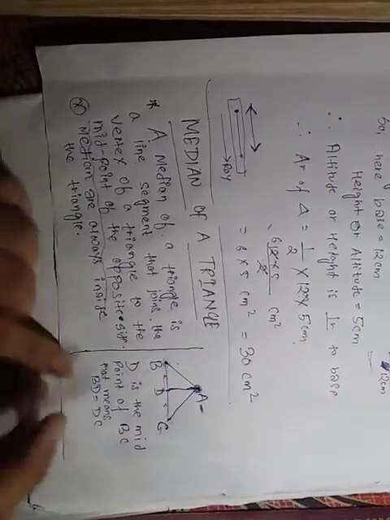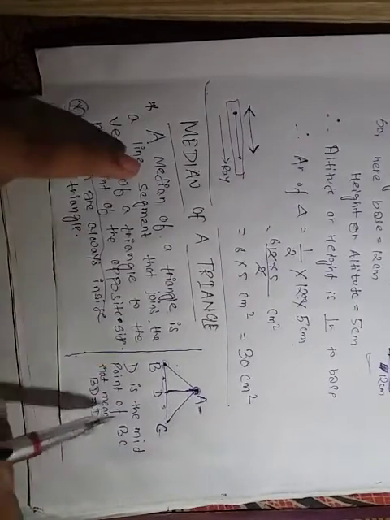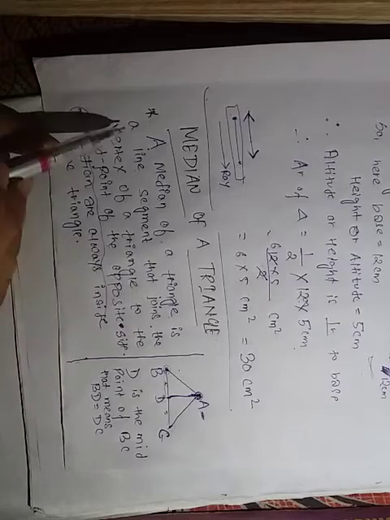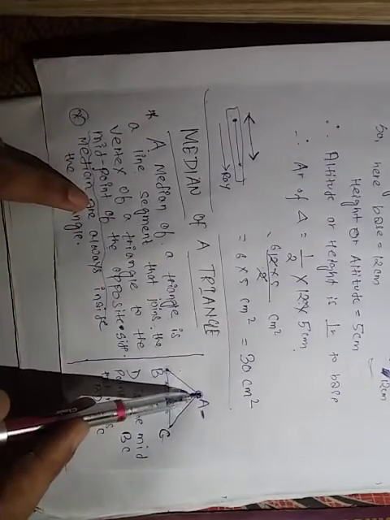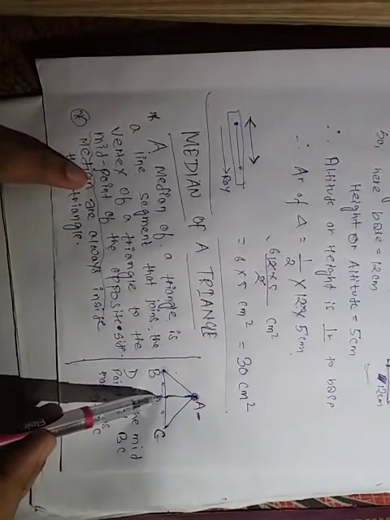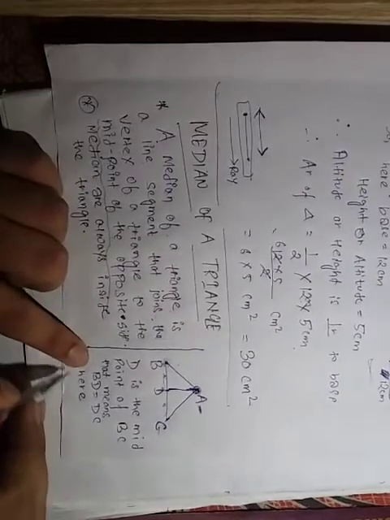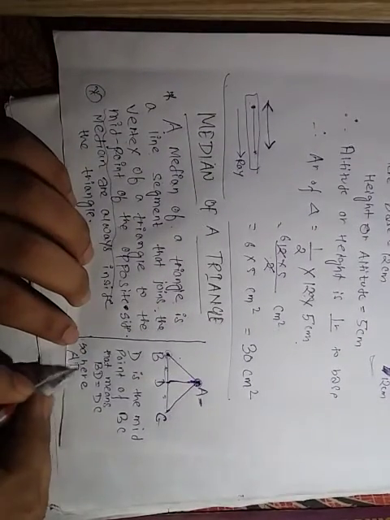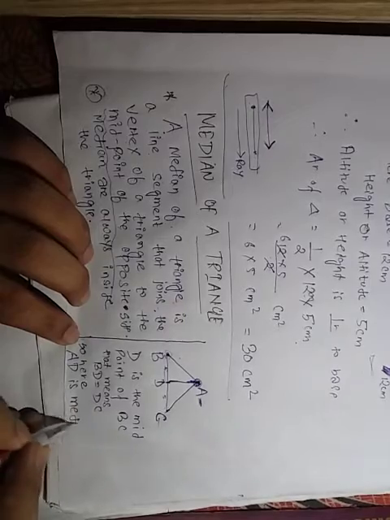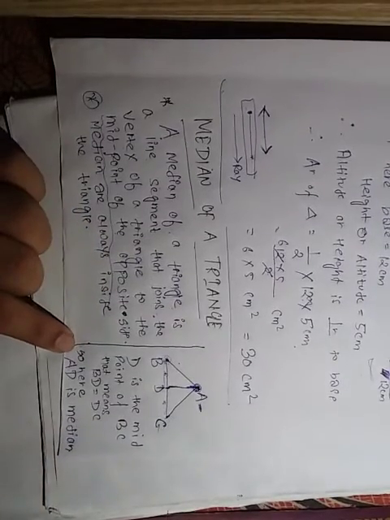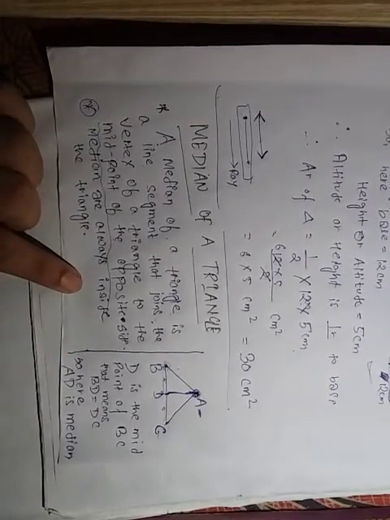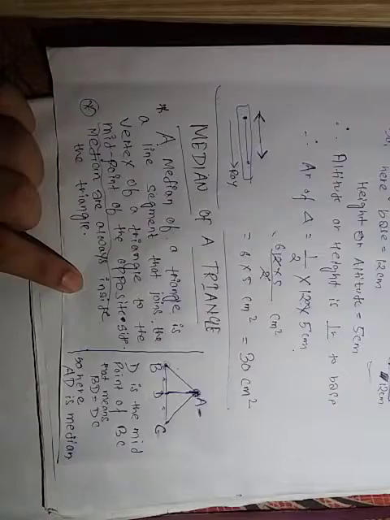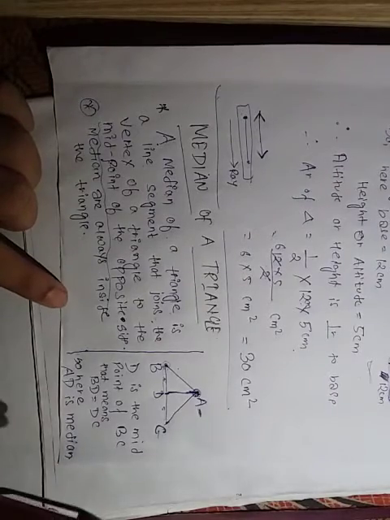Okay, because here it is written that D is the midpoint of BC, and we know that a median of a triangle is a line segment that joins the vertex of a triangle to the midpoint of the opposite side. So here AD is median. Okay, now I think you have understood it clearly. So to clearly understand, just watch the video again. Okay, now again let us proceed further.